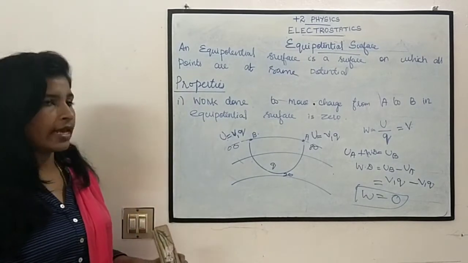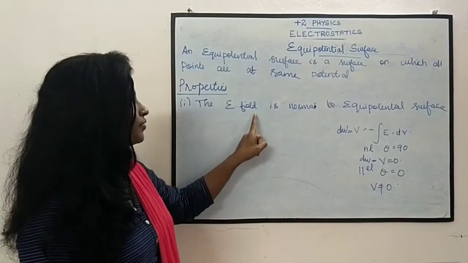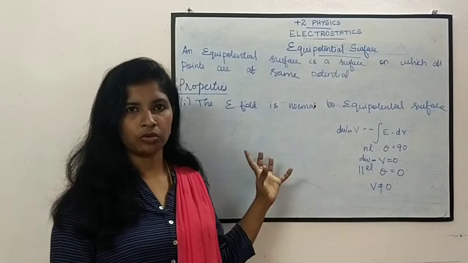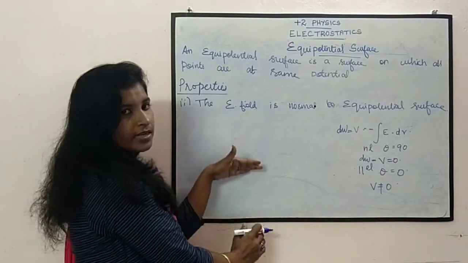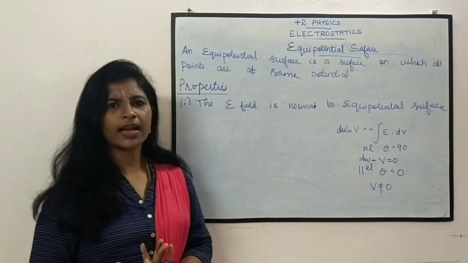Okay, then the next property is: the electric field is normal to the equipotential surface. Already I told you, right? The electric field will always be normal to the surface. So if it is parallel, what happens? Let us look at the contradiction.